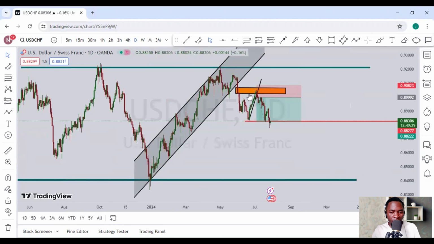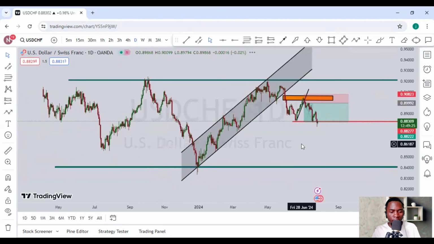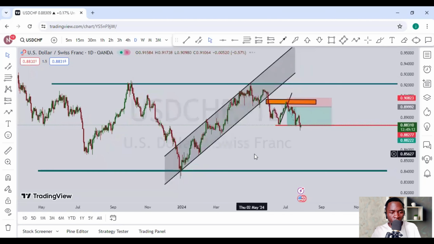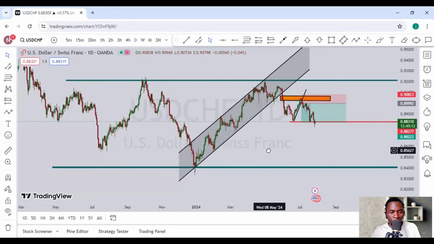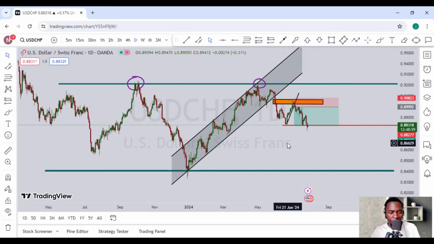Another pair is USDCHF. You remember it very well. I really analyzed this pair a couple of times, and I waited for this setup to happen for a very long period of time. As you can see very clearly, this is a zone. I didn't have to repeat all of this because I already analyzed it in my previous video. So this is where I enter my trade.